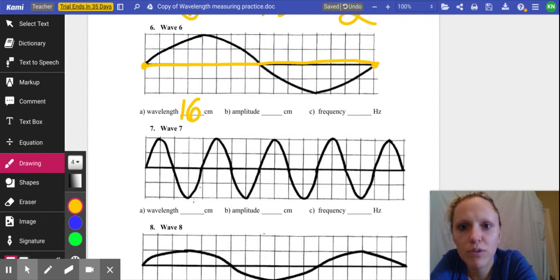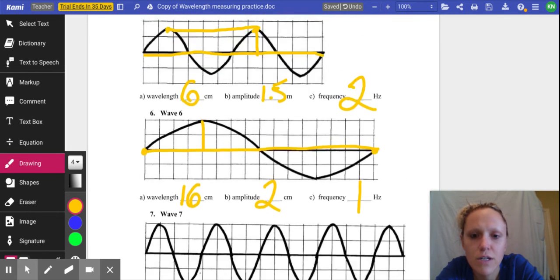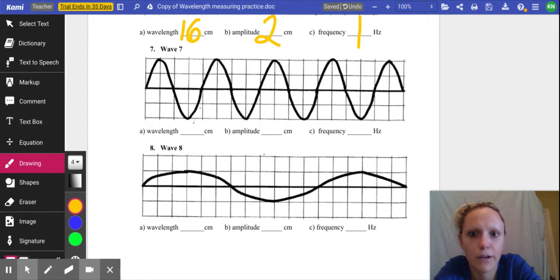Okay, the amplitude, I'm going to find that highest crest. So that's going to be 2. And then how many full waves do we get for this question? And if you said 1, you would be correct. All right, moving on, number 7.